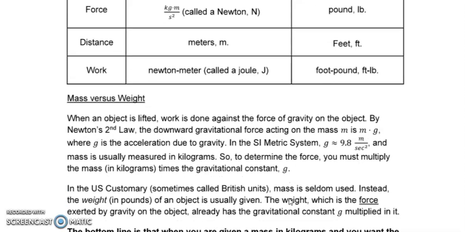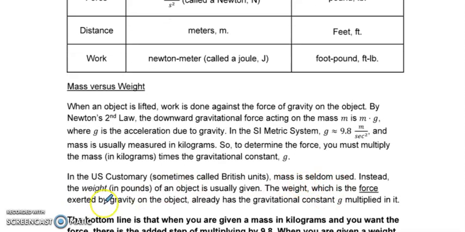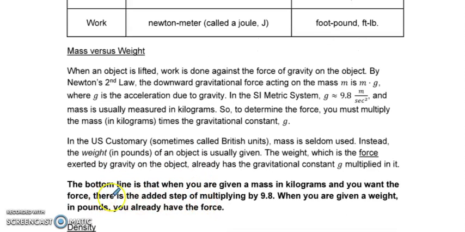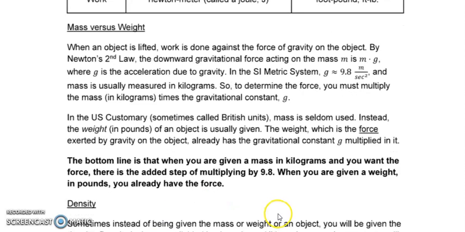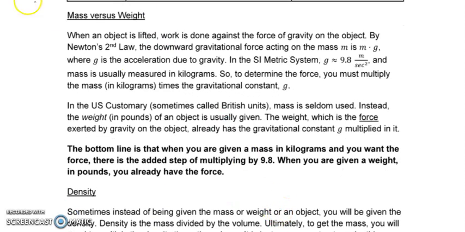That's more complicated than in the US system, where we just use weight in pounds, and that weight is the force because it already includes gravity. So basically, that is the bottom line: when you are given mass in kilograms, you have to multiply by 9.8, but when you are given a weight in pounds, you already have force.